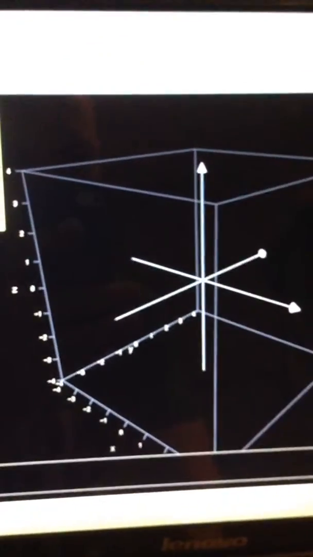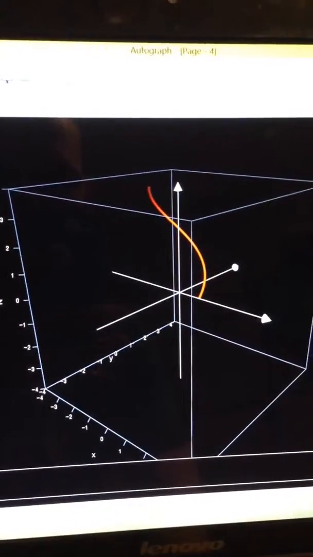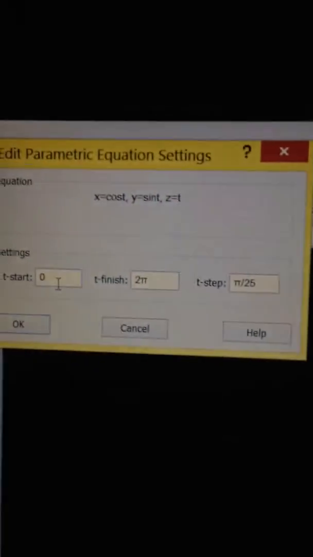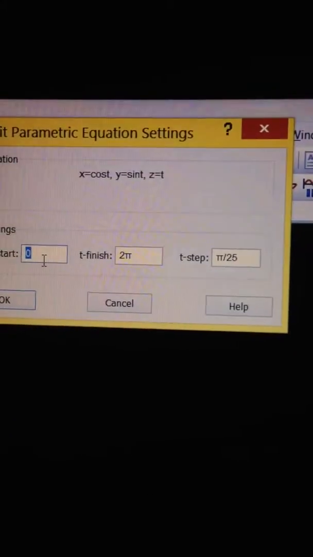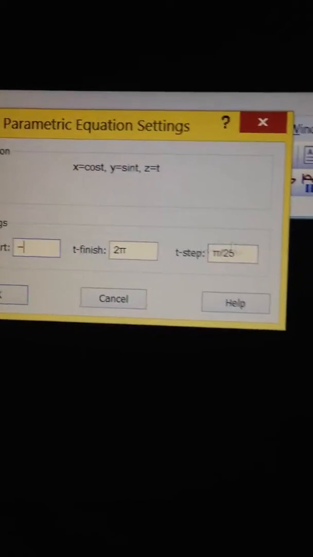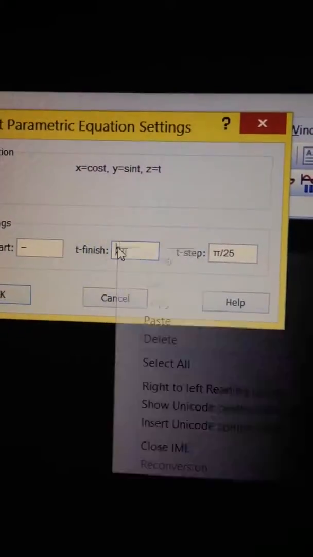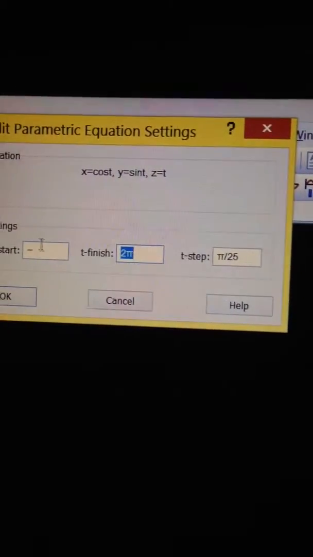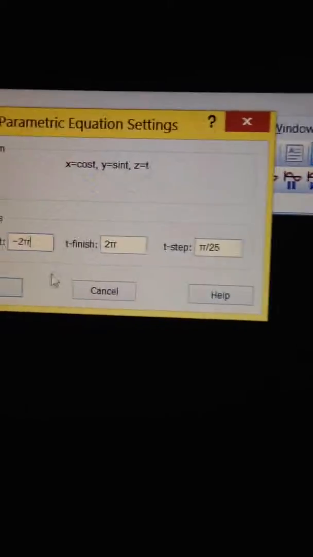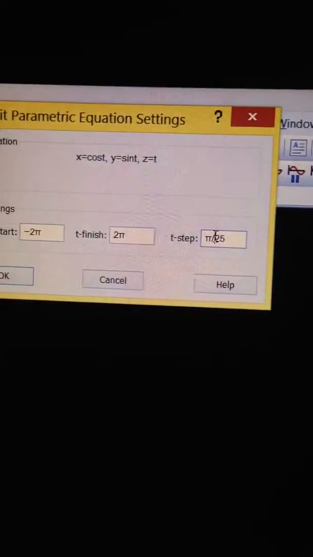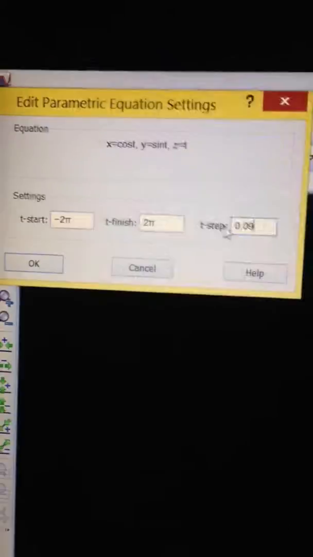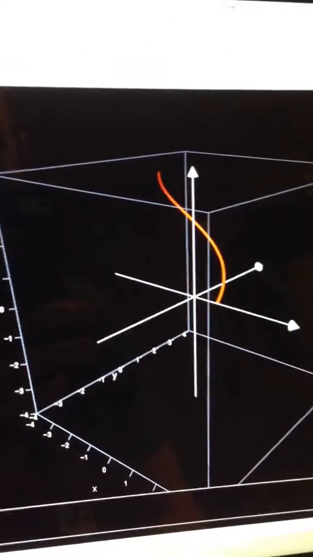When I press OK, it will graph it really fast, so I'll try and show you. That's that right there, but to adjust it, this is from 0 to 2 pi, so to get the full thing, I will put it at negative 2 pi to 2 pi, and maybe it will go slower if I put this step to something like 0.09, and then let's see what it looks like now.